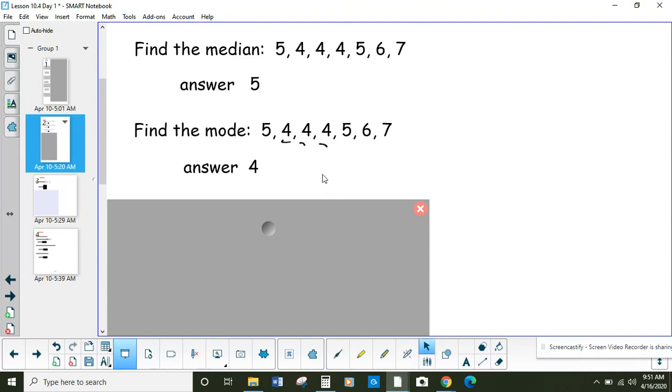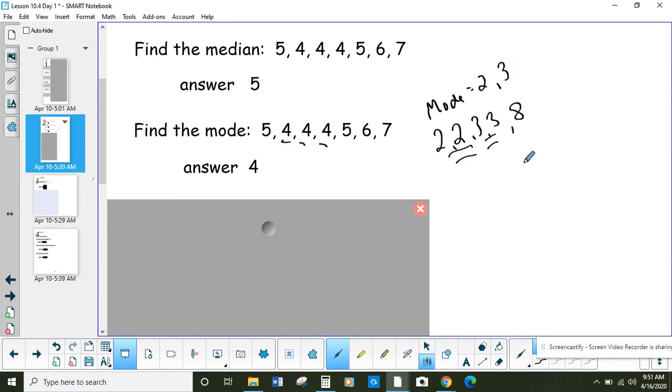Now, what if I had, let's say, 2 2s, 2 3s, and an 8? What would be my mode now? What do you think? Well, if there's a tie for the most, then the 2 and the 3 would both be the mode. Or modes, I guess you'd say. So the mode would be 2 and 3.